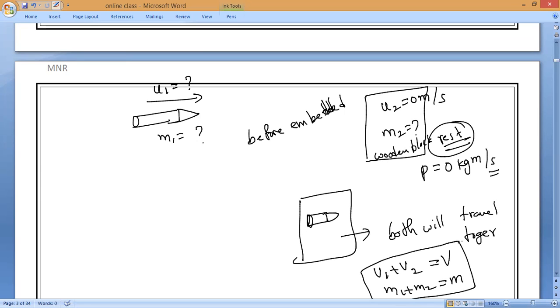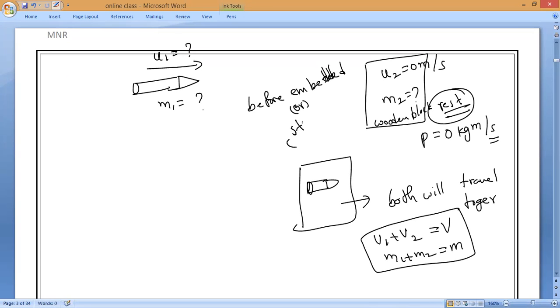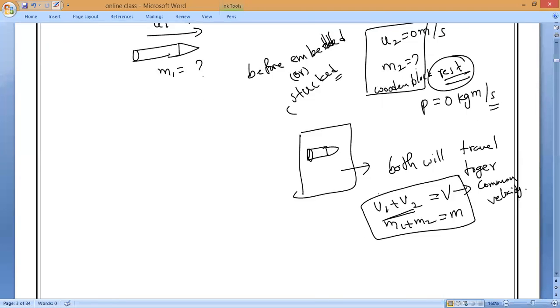Bullet questions. Once it is stuck or embedded, please remember, after sticking or embedding, they will go with a common velocity. That is what we have to consider: V1 plus V2 is equal to V. We call it the common velocity. Please, all of you note it down. Is it okay? Next, observe very carefully.